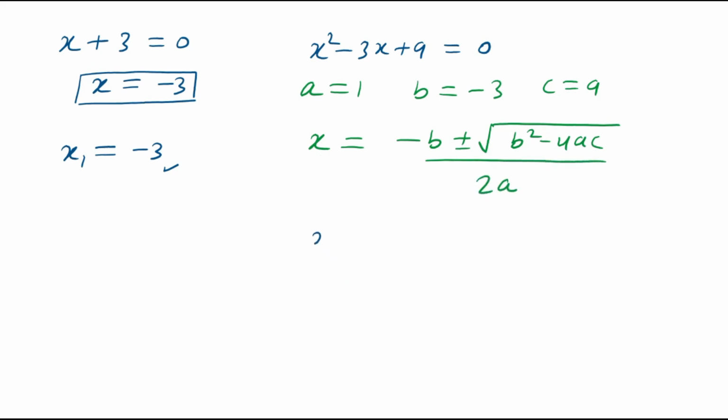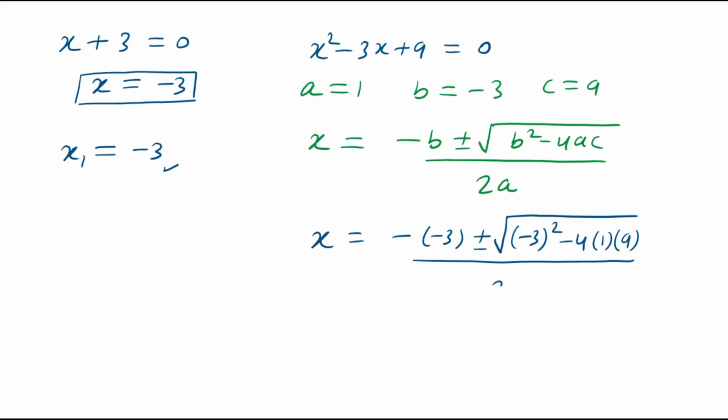Then here x = minus the value of b, which is -3, plus or minus the square root of b replaced by (-3)^2 minus 4 times the value of a, which is 1, and the value of c, which is 9, and divided by 2 times the value of a, which is 1.